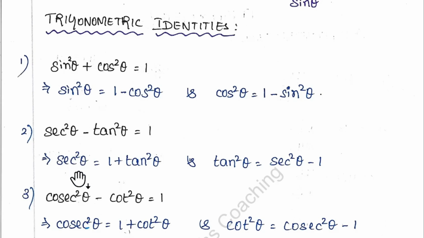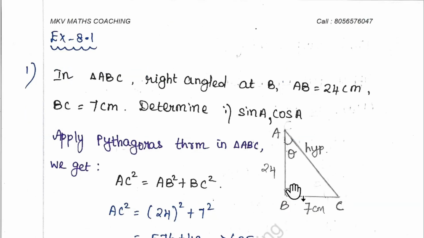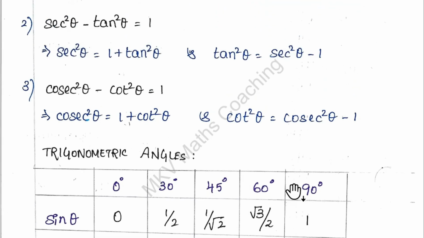Now take secant square theta minus tan square; it goes to that side as plus tan square. So secant square is 1 plus tan square. And tan square is secant square theta minus 1. So cosecant square is equal to 1 plus cot square. If you want to find cot square, you send this cot square to this side and 1 to the other side. So cosecant square theta minus 1.